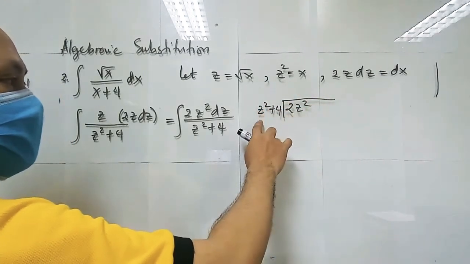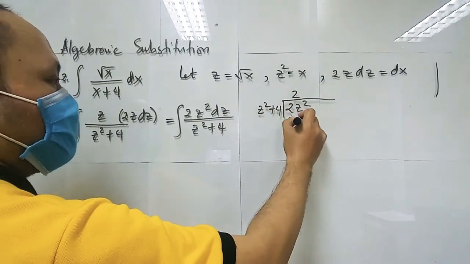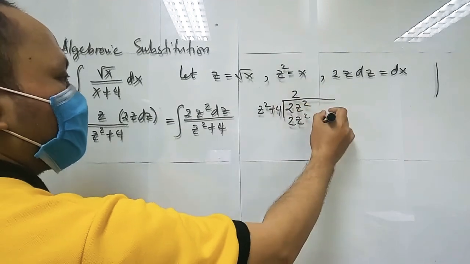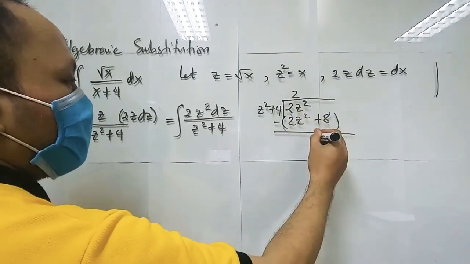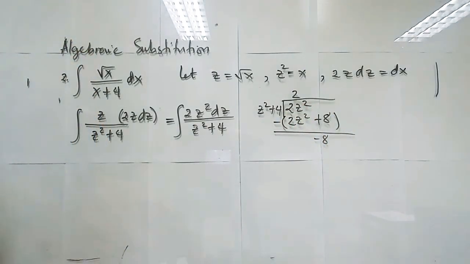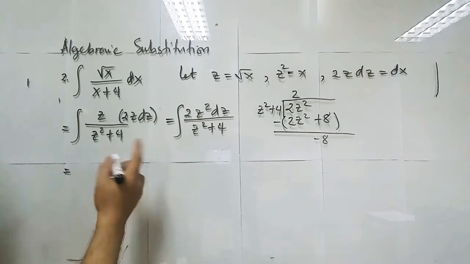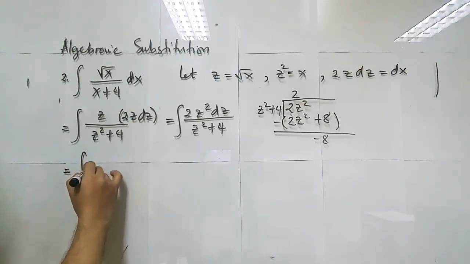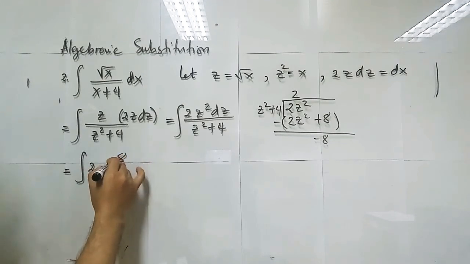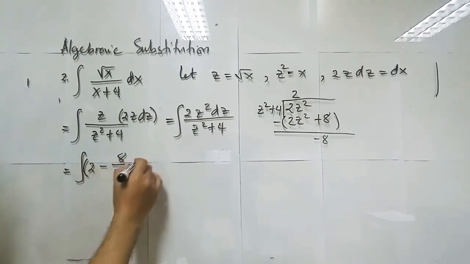So 2z squared divided by z squared equals 2. 2 times z squared, that is 2z squared, plus 2 times 4, that is 8. Subtracting this one, the result is negative 8. So we have 2 minus 8 over z squared plus 4. Easy.